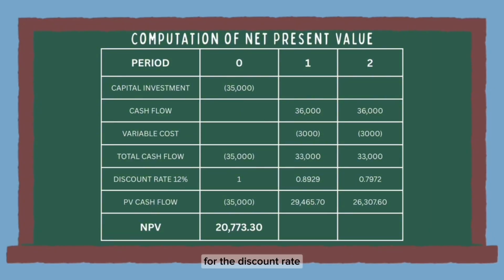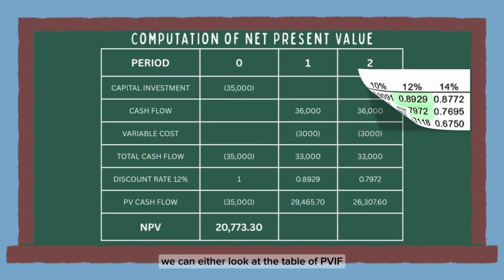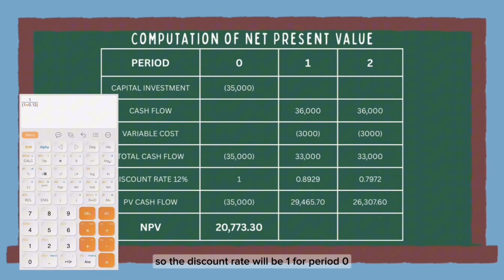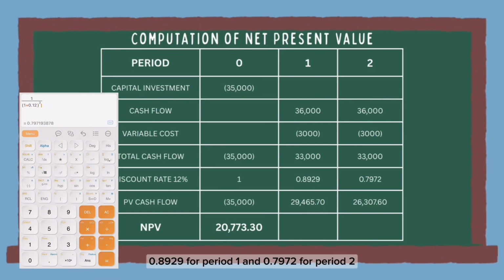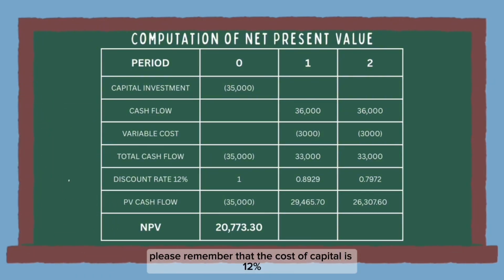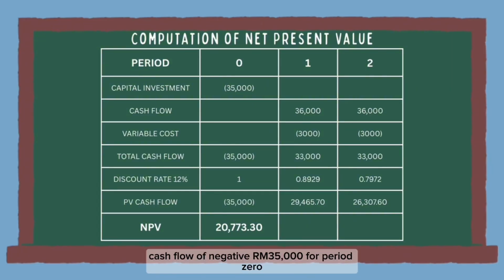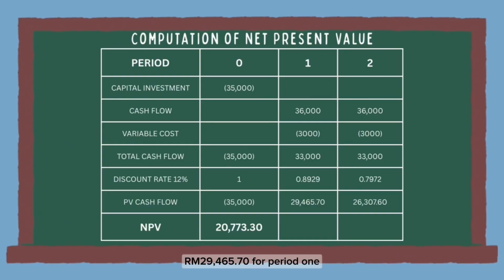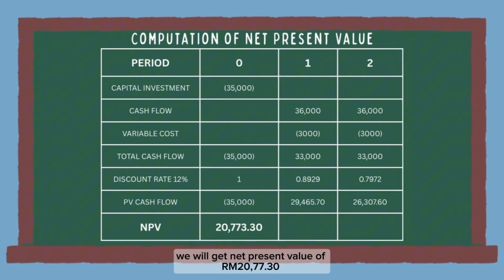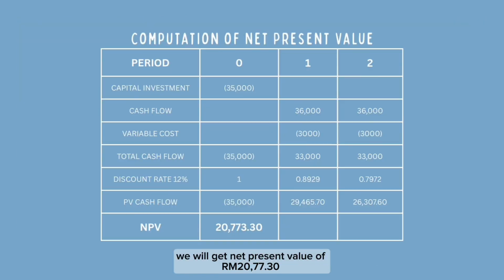For the discount rate, we can either look at the table of PVIF or just calculate it using calculator. So the discount rate will be 1 for period 0, 0.8929 for period 1, and 0.7972 for period 2. Please remember that the cost of capital is 12%, meaning that you need to use a discount rate of 12% for each period. We need to multiply the discount rate by the total cash flow of each period, and we will get present value cash flow of negative 35,000 for period 0, 29,465.70 for period 1, and 26,307.60 for period 2. When we sum it up, we will get net present value of 20,773.30.